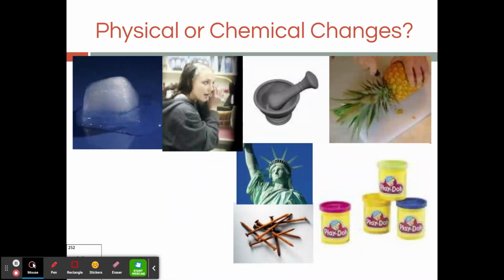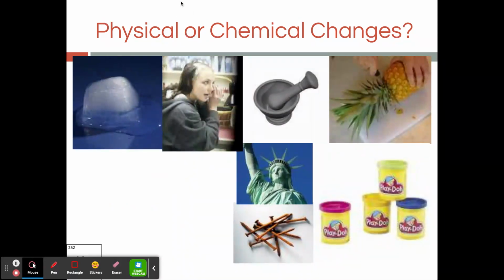If you are cutting up a piece of fruit with a knife, now you may not be able to glue the pieces back together, but you're not changing the overall makeup of it. So even cutting fruit up into pieces, that would be a physical change. So that's really where we're ending with our notes.